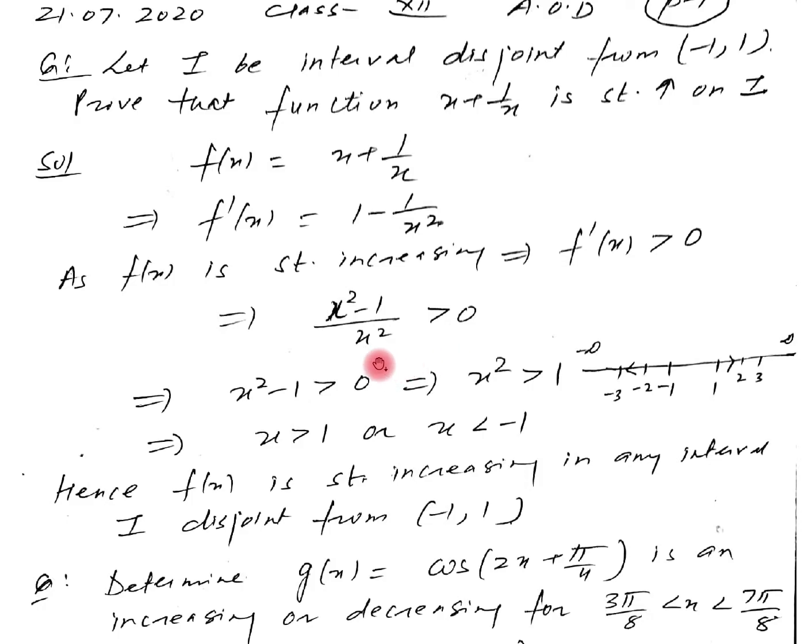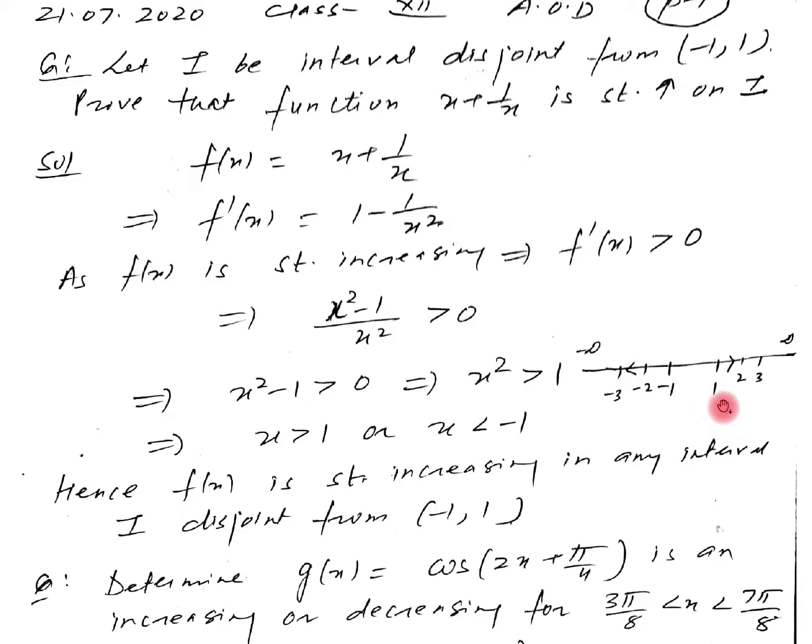Now x square is always positive. The quotient of two terms is greater than 0 when both are either positive or both are negative. Since the denominator is positive, the numerator must be positive. This implies x square minus 1 greater than 0. This implies x square greater than 1. If x square is greater than 1, this implies x is either greater than 1 or x is less than -1. It can be clear from the number line.